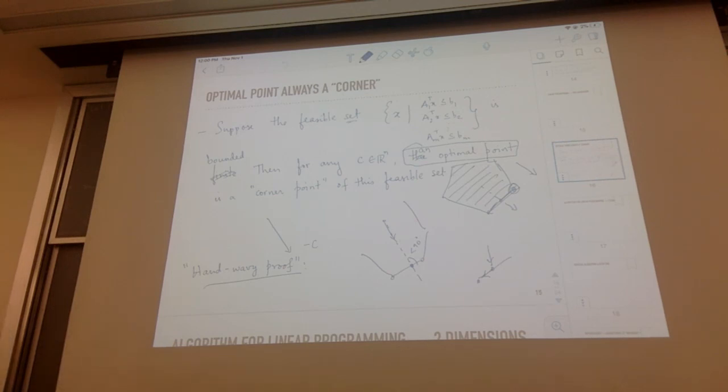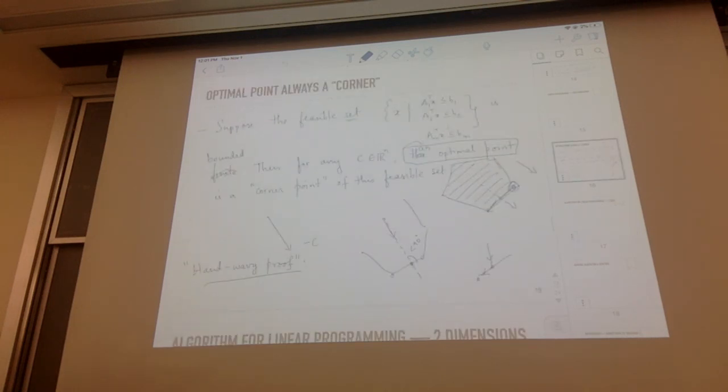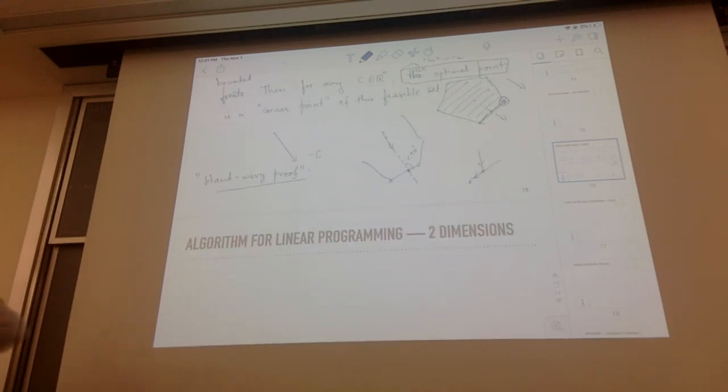This is a hand wavy proof. And what we showed is that an optimal point is a corner point for this feasible set. What is the difference between what you just described and gradient descent? Technically speaking, there's not, but the proof is similar to the proof of gradient descent. Noting that the gradient is basically the direction of c. This is what it is.